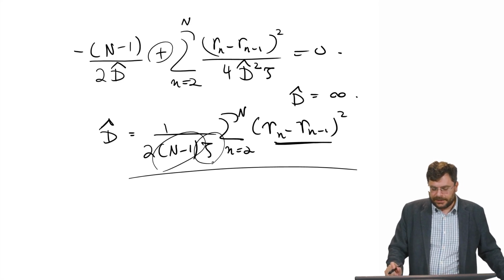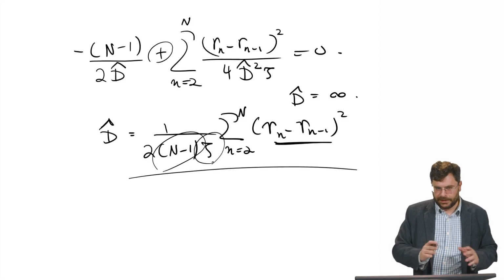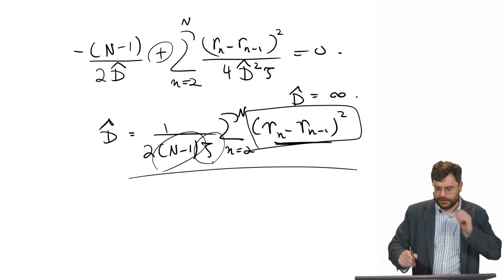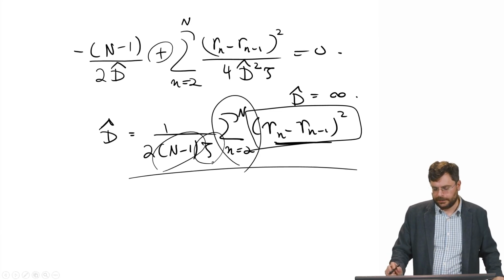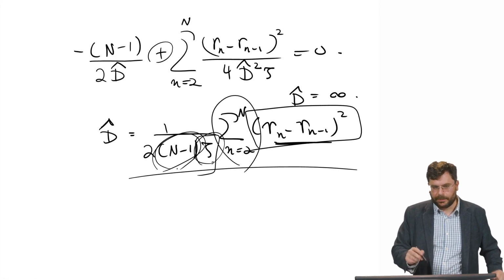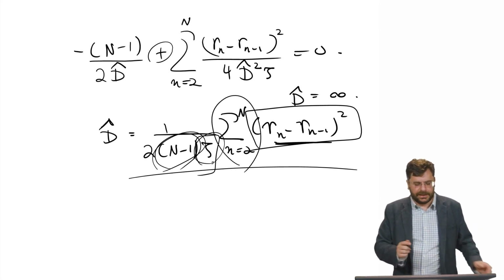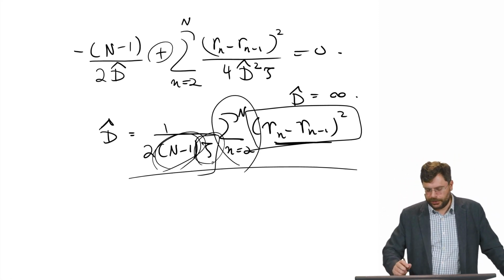In some sense, the way I can interpret this is that this is sort of the area that I cover, and I've summed over n. So it's kind of an average area that I cover divided by the amount of time that it takes me to cover that area. Intuitively, that's sort of how I interpret my diffusion coefficient.